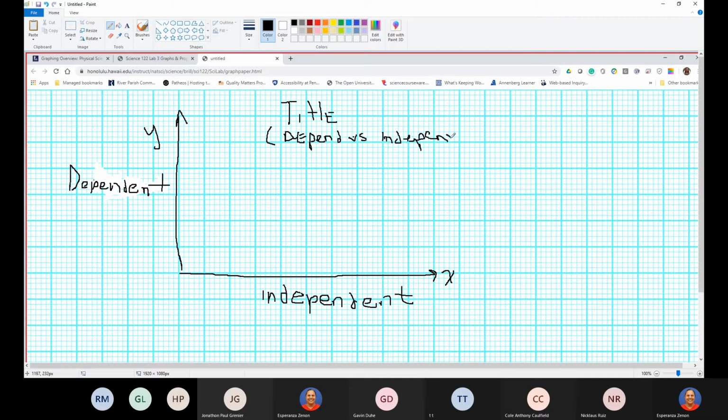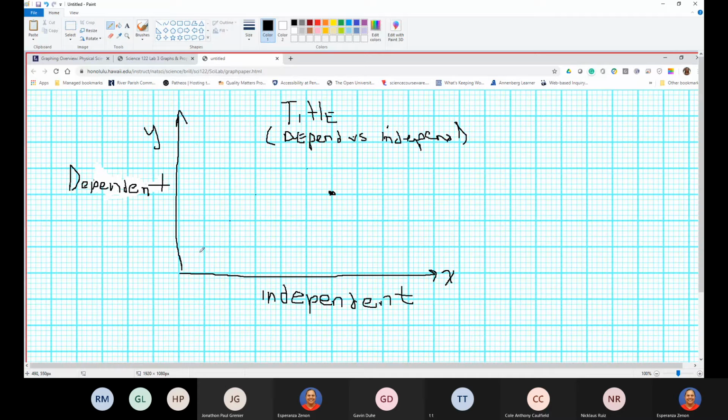Okay. See, that's the difference that you face when you're doing a scientific graph. In a math class, they don't care what you call it. But in a graph that's dealing with your data or your experiment, the title is your dependent versus the independent. Okay. And then of course, when you draw your data points, you want to draw nice sharp data points. You don't want data blobs like that. See, that's wrong. Nice sharp data points.